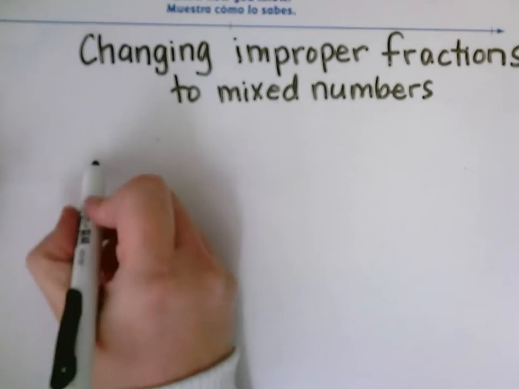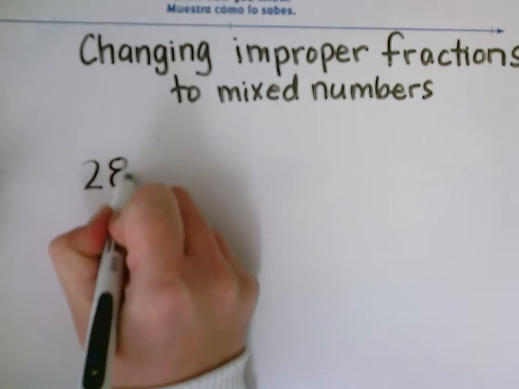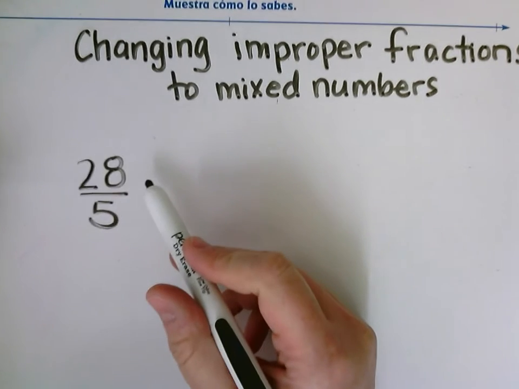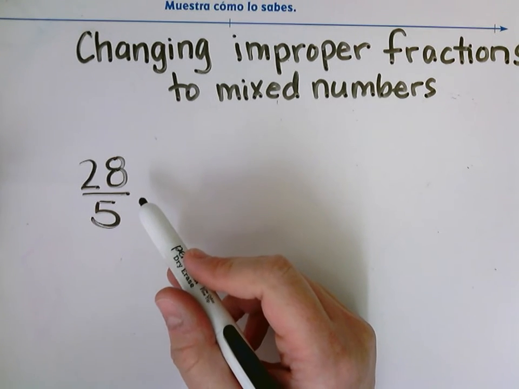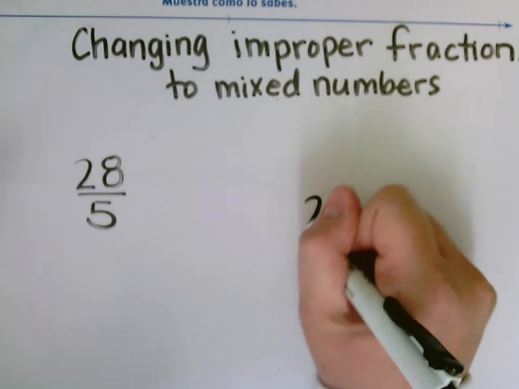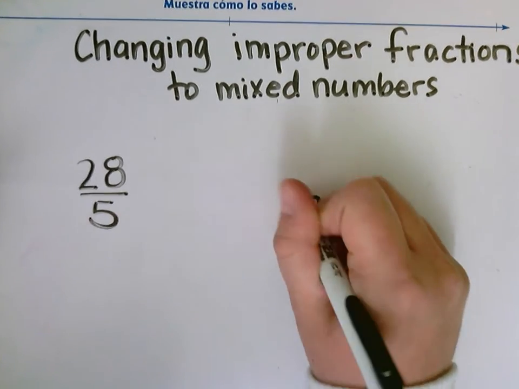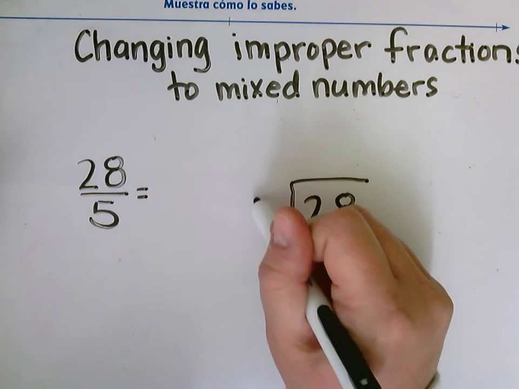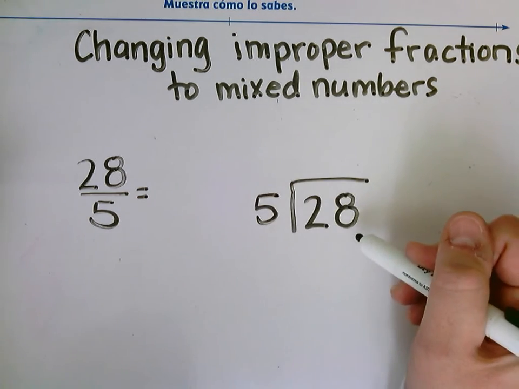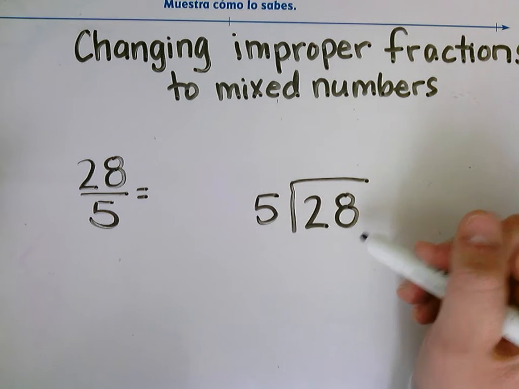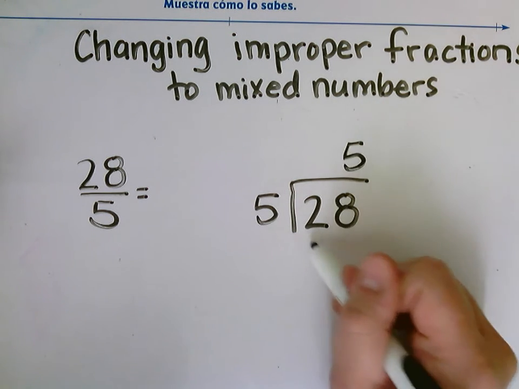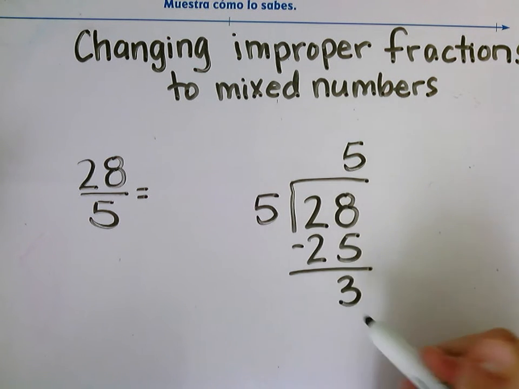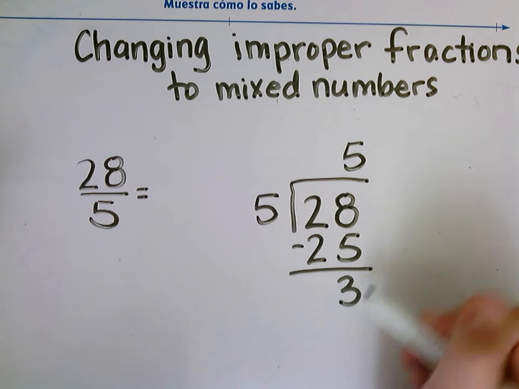Let's say I had 28 fifths. Again, 28 is greater than 5, so I need to rewrite this as a mixed number. All right, I'm going to do a division problem to find out my mixed number. So 28 divided by 5. How many groups of 5 can I get from 28? Well, 5 times 5 is 25. When I subtract, I have 3 left over. My remainder is 3. My quotient is 5.